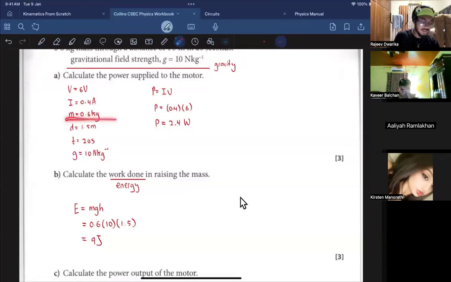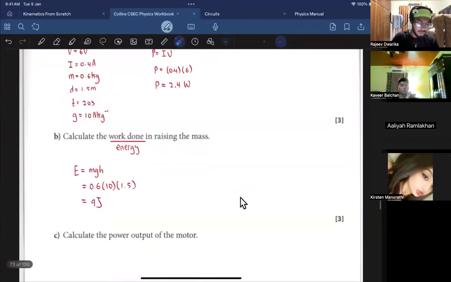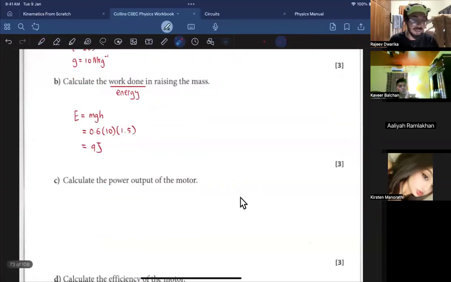They gave you the mass and the distance and the time. Well, we don't really need the time there. They gave us the mass, distance, and gravity for a reason. Okay? Calculate the power output of the motor. Aliyah, I think this is where it would talk. So how would I figure out the power output of the motor? How would I figure out the power the motor was given?